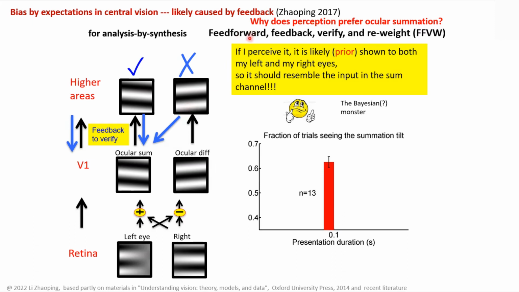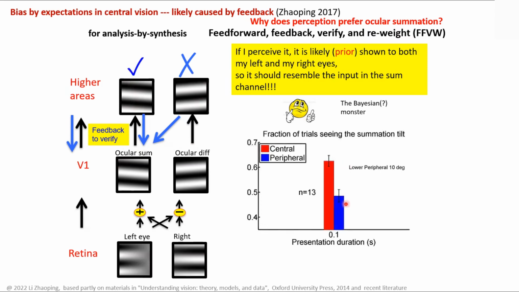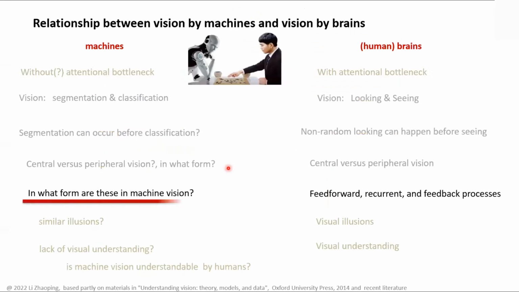We call that feed-forward, feedback, verify, and reweight, FFVW. Reweight means two equally weighted hypotheses become non-zero weighted after verification, so this one is weighted more highly. And in peripheral vision, you don't have that strong bias, so that shows that feedback is mainly in central vision. So that shows the central-peripheral difference.